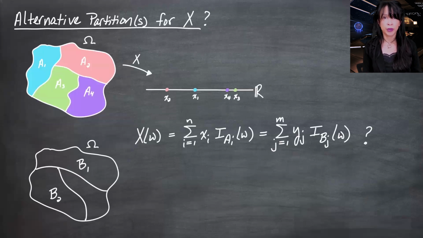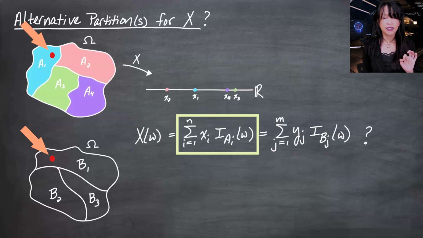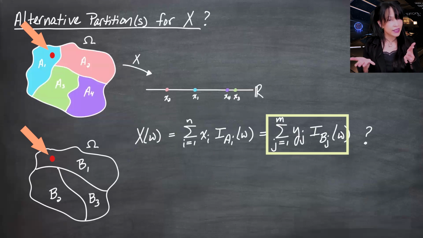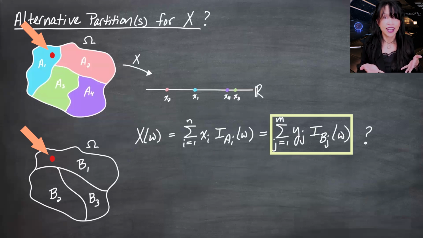Consider a point little omega in omega. Suppose we're looking at this point right here, which down in this picture is right here. Because this little omega up here is in capital A1, if you plug it into this function and look at this first representation, the value spit out by the random variable is going to be little x1. But because down here it's in capital B1, and this is also supposedly a representation of X, the value spit out through this representation is little y1. But these are supposed to be equal, and that forces little y1 to equal little x1.